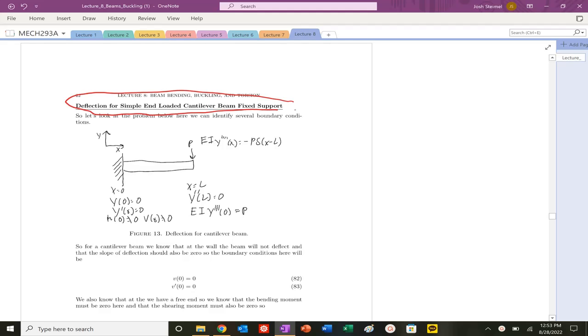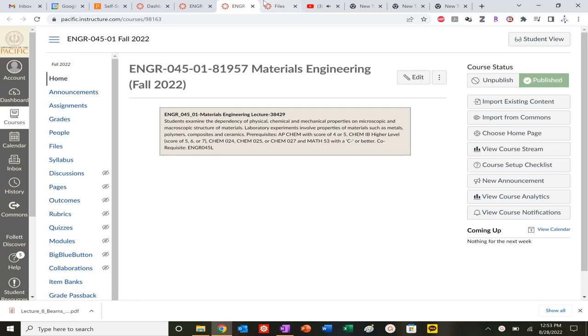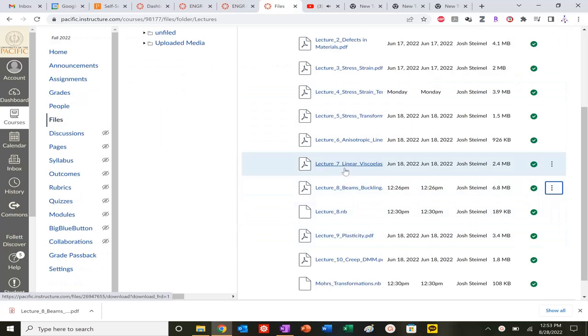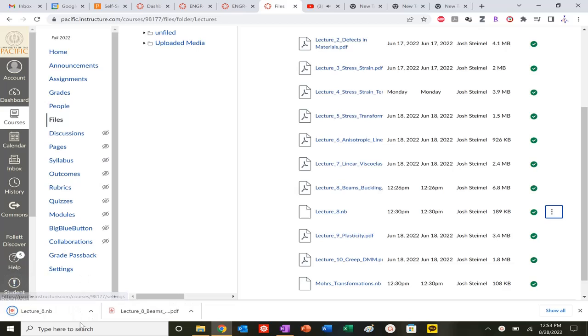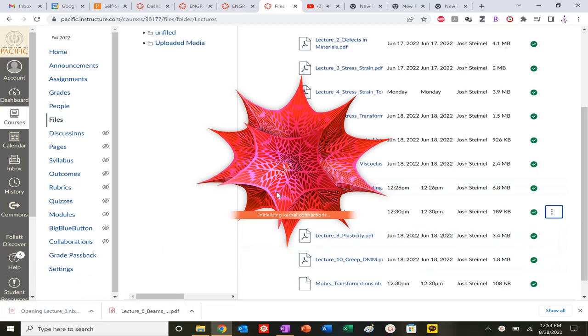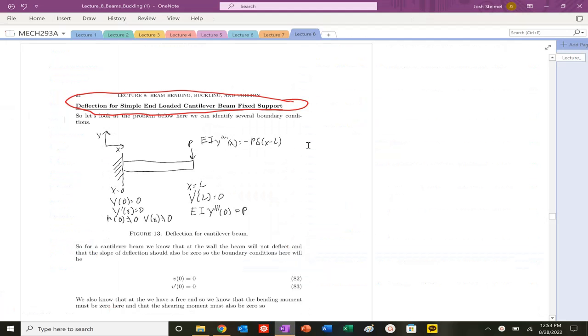So today we're going to solve for the deflection of our simple end-loaded cantilever beam with a fixed support. To do this, I would highly suggest you look at your Lecture 8 Mathematica notebook. Let's download this right here, open it up, and get to solving this fourth order ODE.